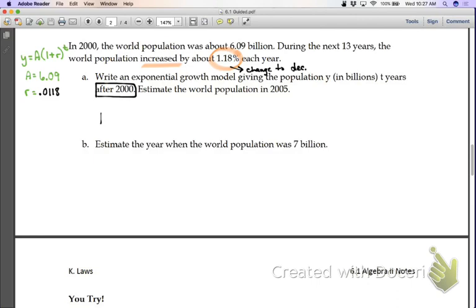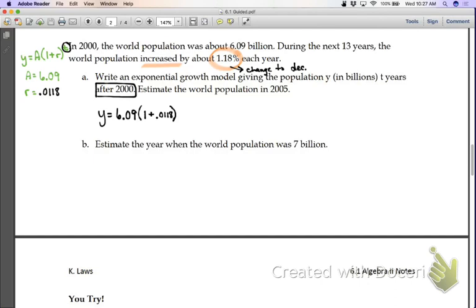So if I write my equation, y equals. What's going to come next? 6.09 times 1 plus, what's my rate? 0.0118. Now, here's where it's a little bit tricky. Usually it would be to the t power. But it's not like we're starting at year 0, and we're not counting to year 1, to year 2. We're starting at year 2000.